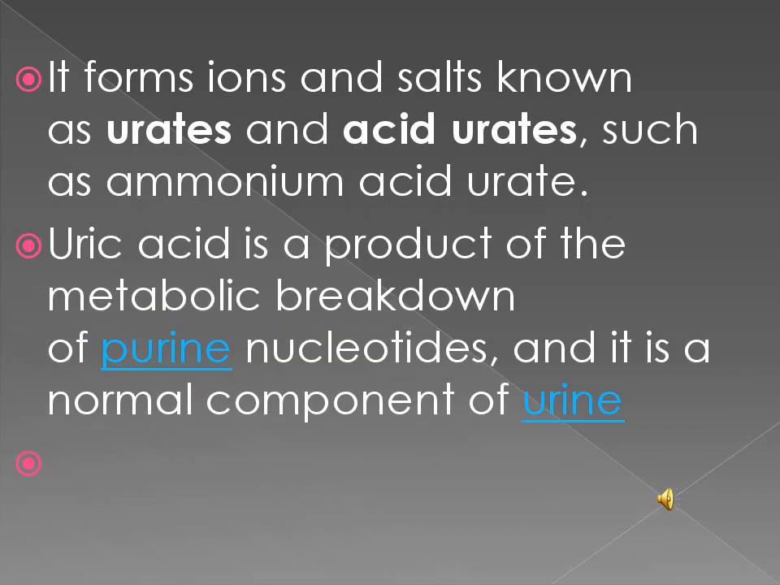Uric acid forms ions and salts known as urates, acid urates, and finally ammonium acid urate. Uric acid is the product of the metabolic breakdown of purine nucleotides, and we can also say that uric acid is the catabolic product of purine, and it is a normal component of human urine.